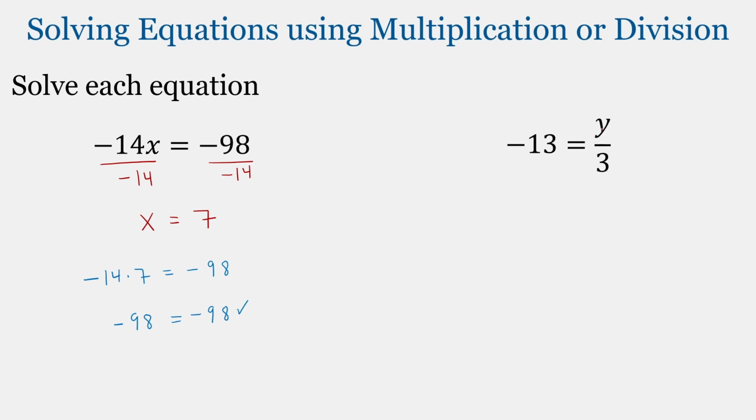And finally, we have y divided by 3. So we're dividing y by 3, so we will multiply both sides by 3. These 3's will cancel out. This gives us a coefficient of 1 for the y. So we have y by itself. And then 3 times negative 13 is negative 39. And then I'll just switch this order and write it as y equal to negative 39.